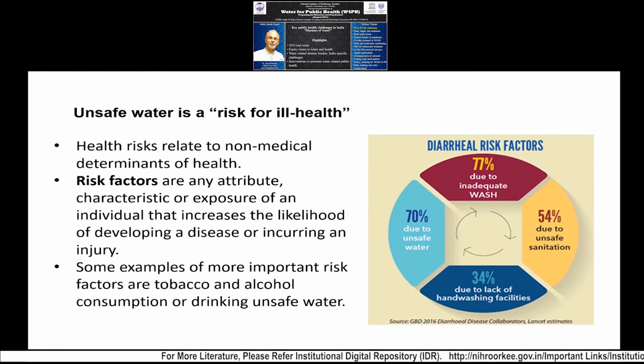If you look at diarrhea as a disease, almost 70% of diarrhea can be attributed to unsafe water. There are other causes for it, like hand washing or unsafe sanitation, which means lack of toilets. Definitely, unsafe water is an important contributor to various diseases.